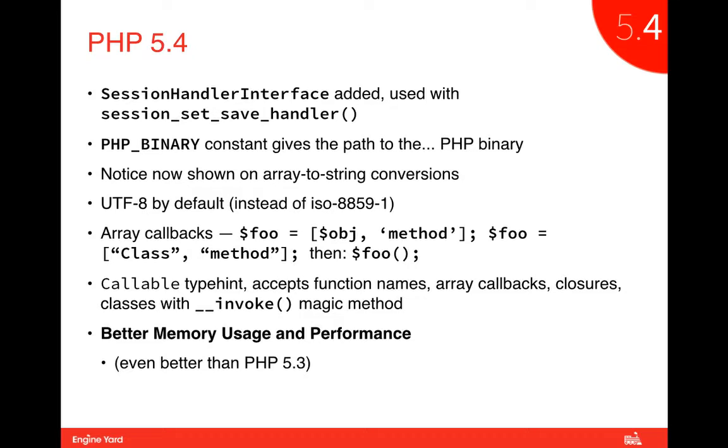Callable type hint has been added, which kind of ties into this. Where you could define a class or an array as a type hint, now you can say callable. Anything that can be called can be passed in, so that can be a string, it can be an array, it can be a closure, it can be an object with the __invoke method defined. There's a whole bunch of things that can go in. And again, memory and performance improvements.